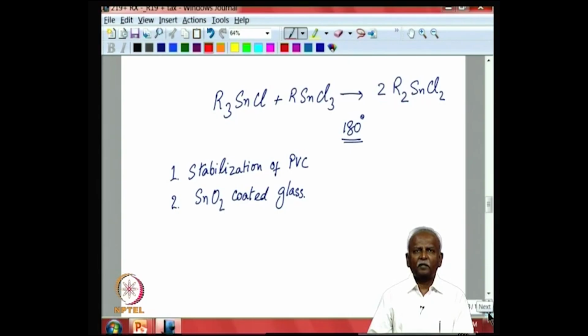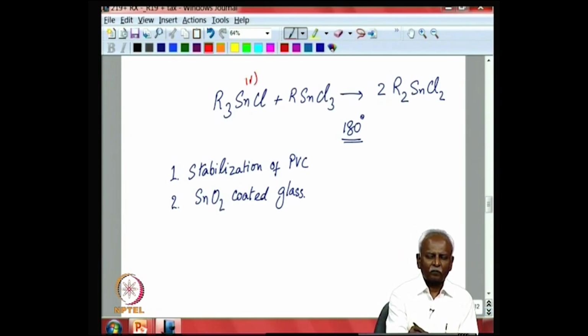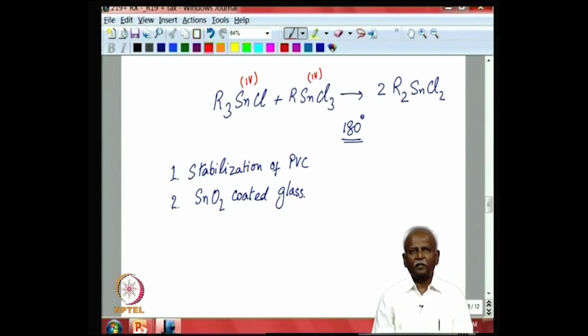Tin is a special example because one can readily do transmetallation between one tin atom to the other. Here I have pictured for you a metathesis reaction. Metathesis purely means a change of place. Transmetallation is also a change of place, where the alkyl group changes place from one metal atom to the other. So, if you react R3SnCl with RSnCl3, both are tin 4 species, and you are merely exchanging an R group from one tin to the other.